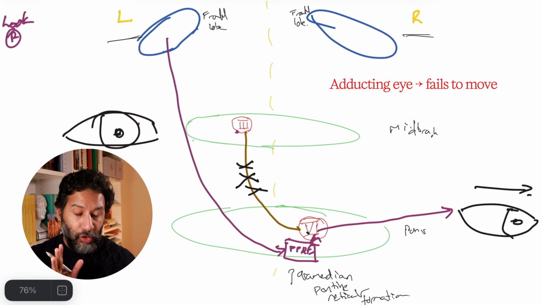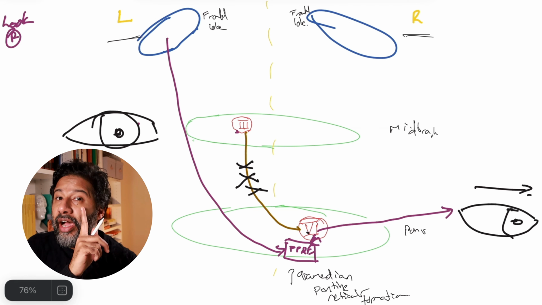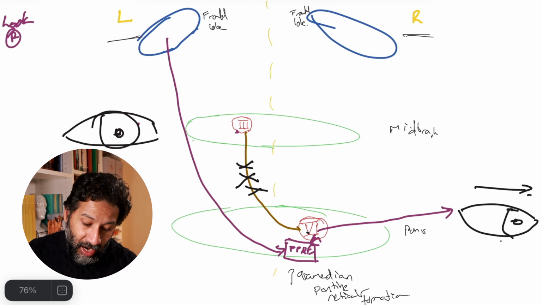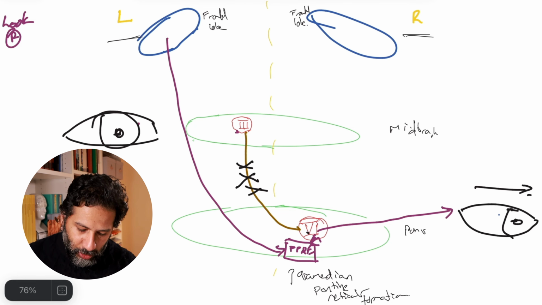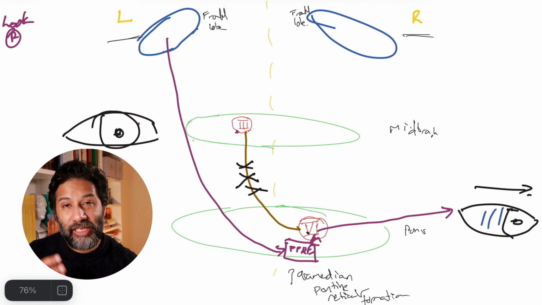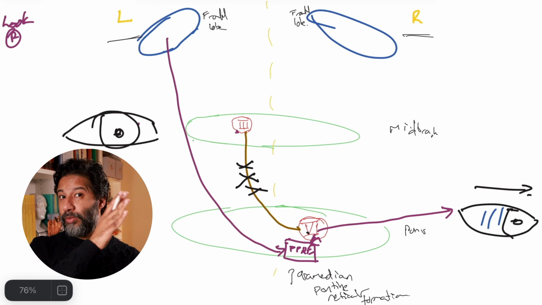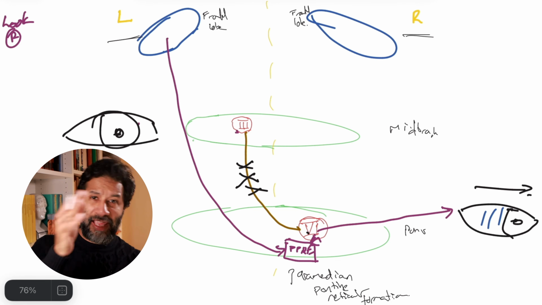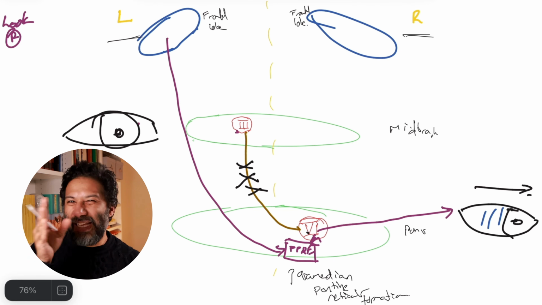Doesn't move. So in an INO, one eye will abduct and the other eye won't move. And the eye that is abducting will develop some nystagmus. It's not truly nystagmus in very technical terms, but when you look at it at the bedside, it looks like nystagmus. It's beating. In a way, think of it as that eye that's moved is saying, hey, catch up. Get in here. We've got to be looking to the right. But it's beating. It's kind of trying to do that.